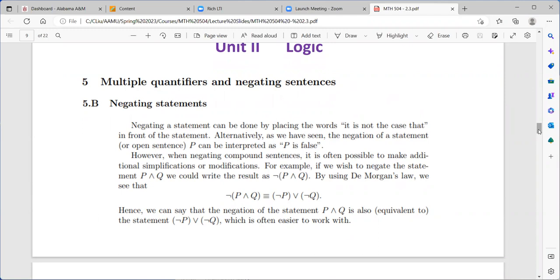The next thing in this section is negating statements. This happens when we have a compound statement or open sentence. How do you negate it? Usually negating a statement can be done by placing the words "it is not the case that" in front of the statement or open sentence. Or the negation of statement P can be interpreted as P is false.